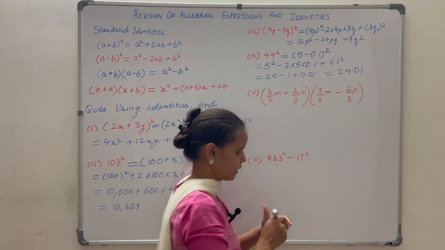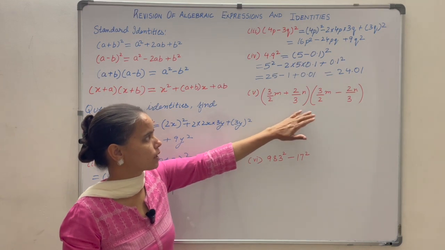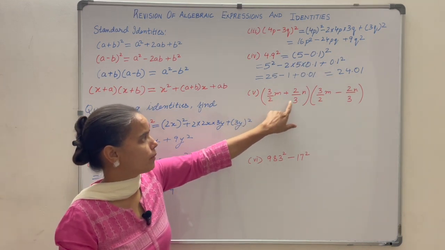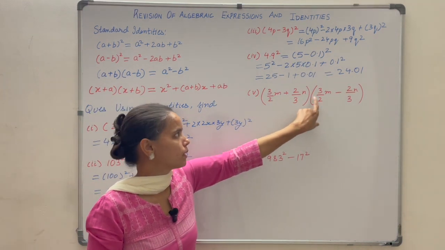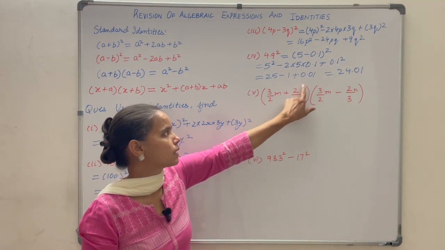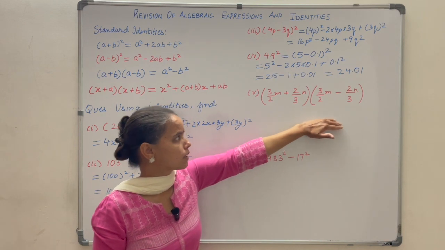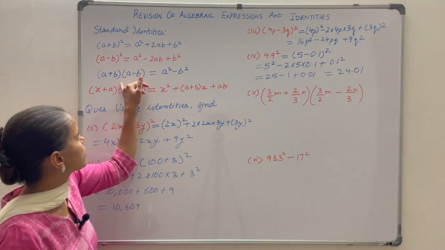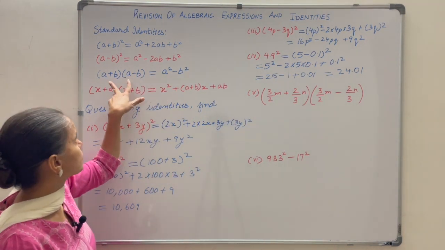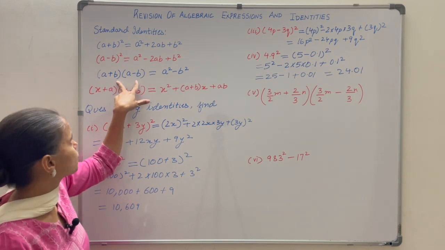So now you see this question here, it is 3 by 2m. Here also you have 3 by 2m, plus minus, here 2 by 3n, here also 2 by 3n. So this is your identity (a plus b) into (a minus b). Here you can see these two are a and these two are b.